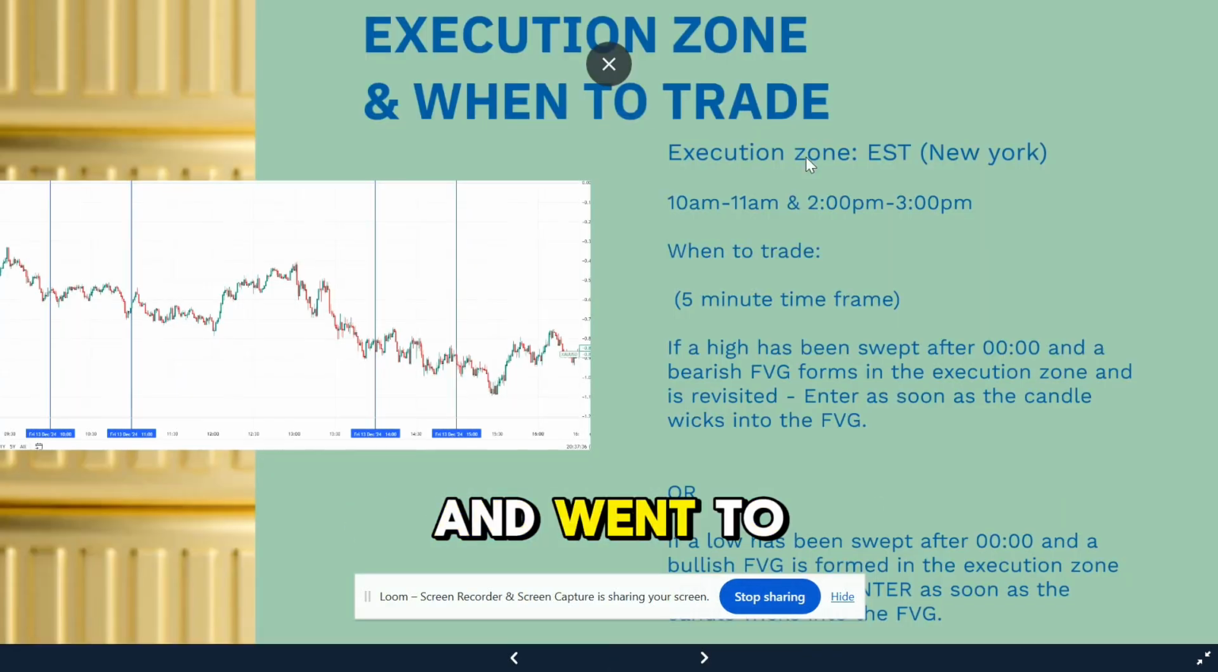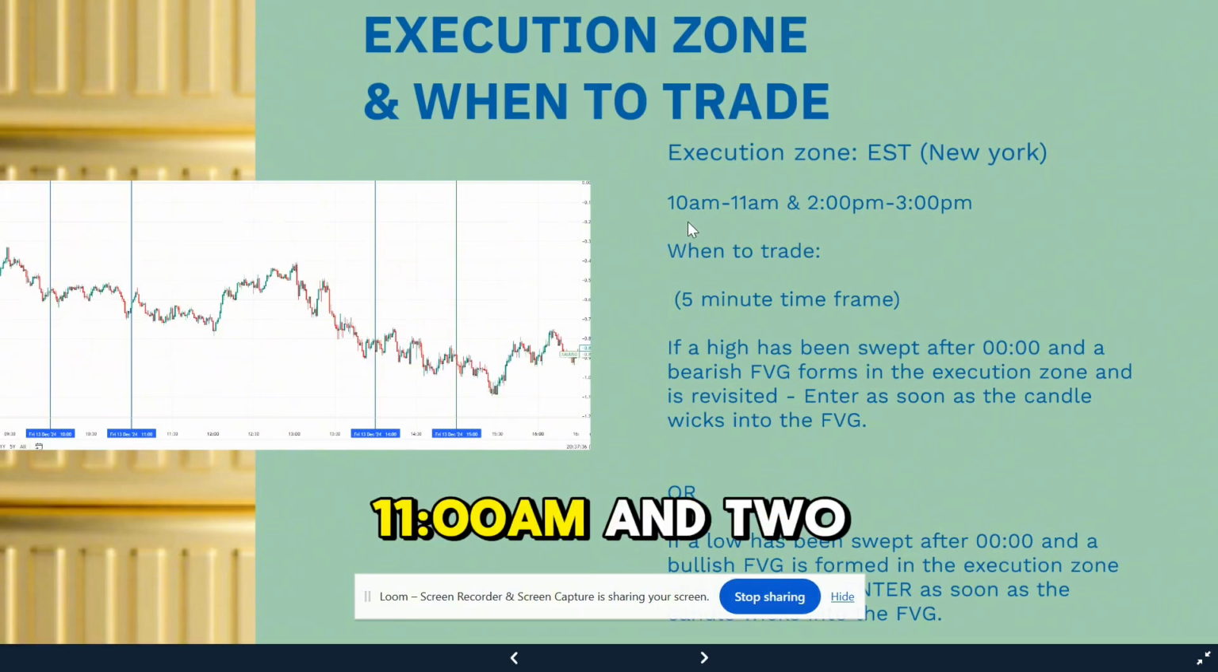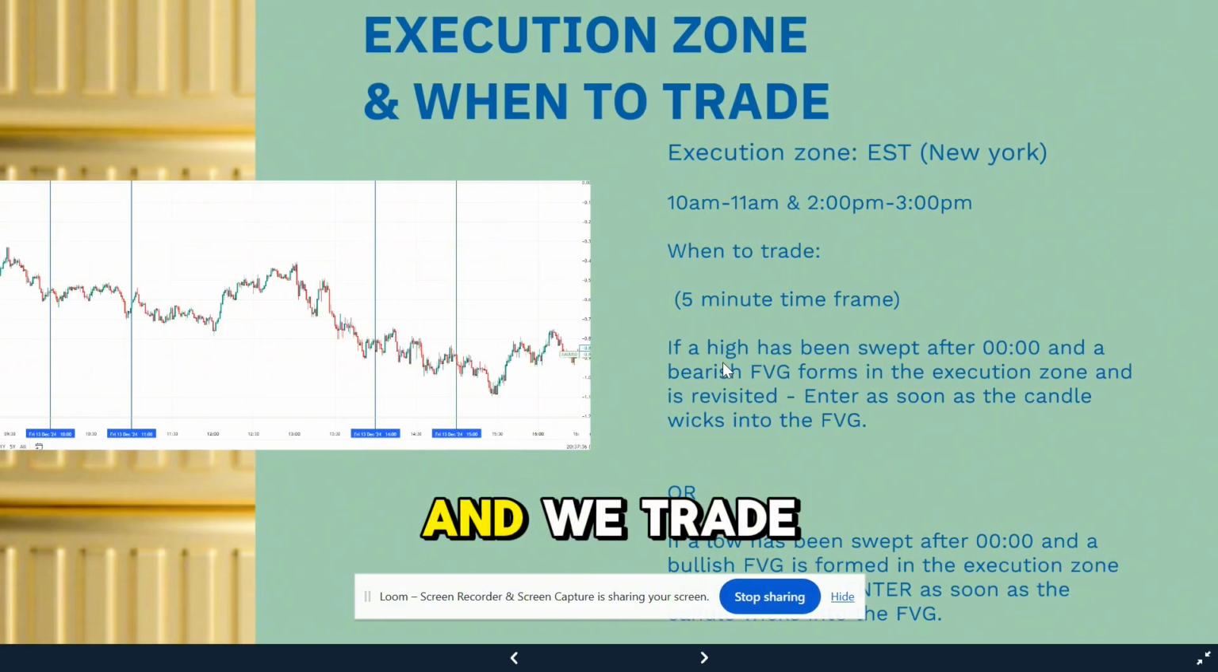So, execution zone and when to trade. Once again, New York time. The two zones, as you can see marked out here, are 10 a.m. to 11 a.m. and 2 p.m. to 3 p.m. And we trade this on the 5-minute time frame.